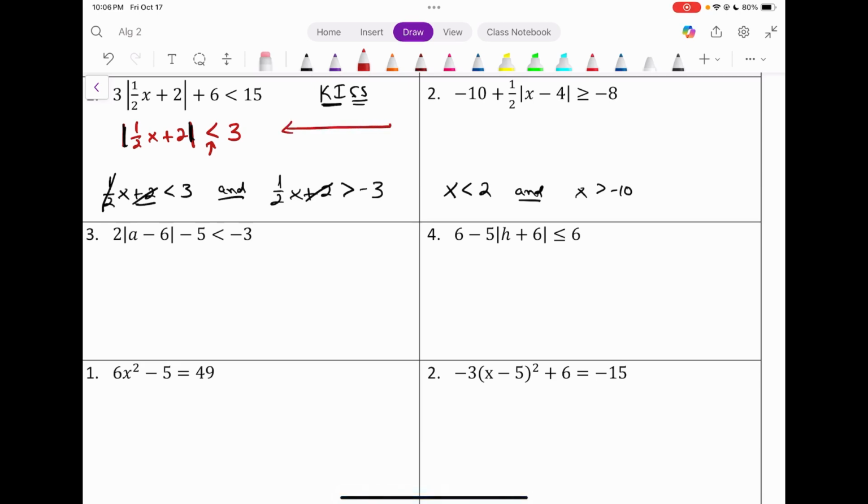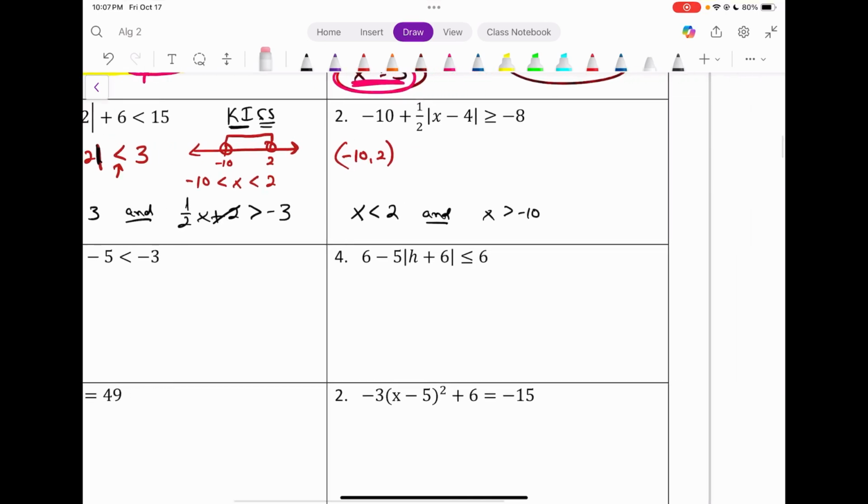If you need to draw it, here's negative 10. Here's 2. x is bigger than negative 10, smaller than 2, so that means it's in between. You can write that as a sandwich, like negative 10 is less than x is less than 2, like small, medium, large. Or you can say it's just all the values from negative 10 up to 2, non-inclusive. So that's a less than. Let's try a greater than. Or in this case, a greater than or equal to.